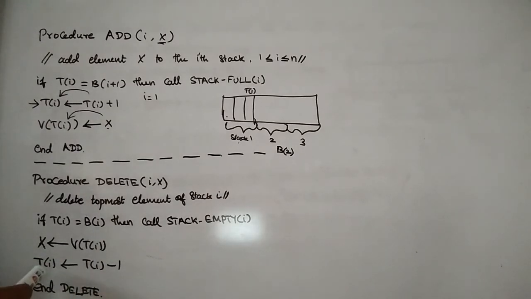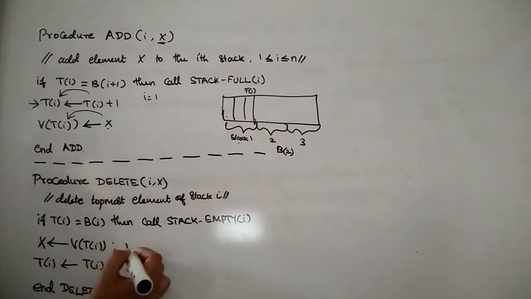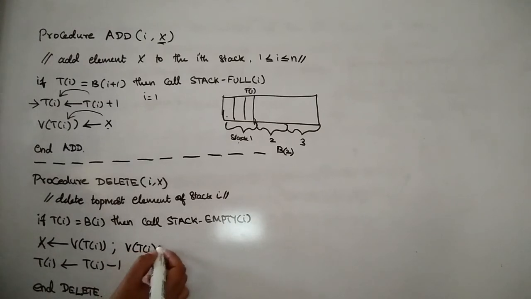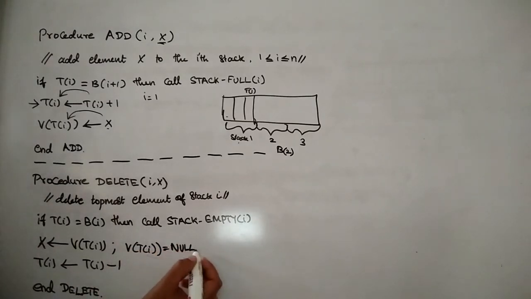Then we are going to decrement the value of top. That's all about it. Before decrementing the value of top, we may include one more line, V of T of I is equal to null. After that, you can decrement the value of T of I.